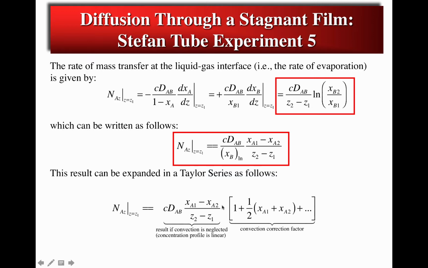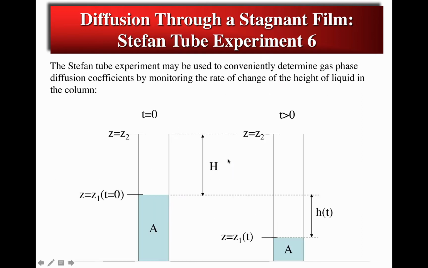And this is often the limit in which Stefan tubes are operated from a practical point of view. However, including the convection effects rigorously is very straightforward, as shown in the middle result here. Now, this result gives us the flux of A in the gas phase, and that is a start to connecting it back to a real experiment, but it's not the end.